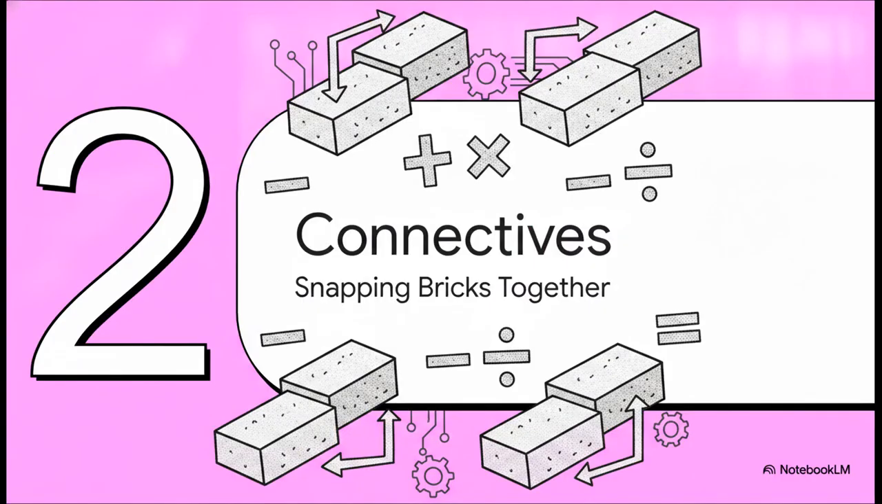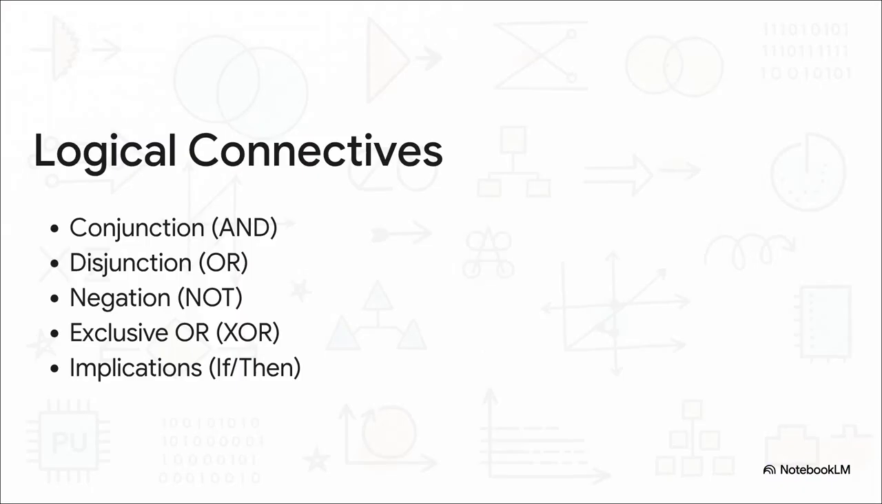Moving on to Section 2, Connectives, snapping logic bricks together. You can think of these logical connectives a lot like the plus, minus, and multiplication operators in traditional math. We have conjunction, which acts as an and. We have disjunction, acting as an or. Negation, which flips a truth value with a not. We even have exclusive or, meaning one or the other, but definitely not both. And finally, implications. These are your classic if this, then that statements that essentially drive all computer programming.